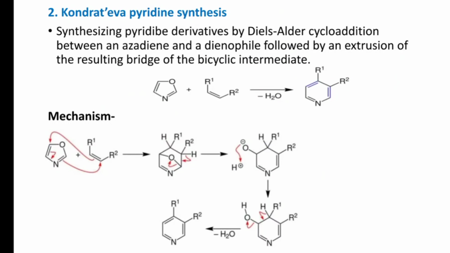Second is the Kondrat'eva pyridine synthesis. Synthesizing pyridine derivatives by Diels-Alder cycloaddition between an oxazole and a dienophile, followed by extrusion of the resulting bridge of the bicyclic intermediate.